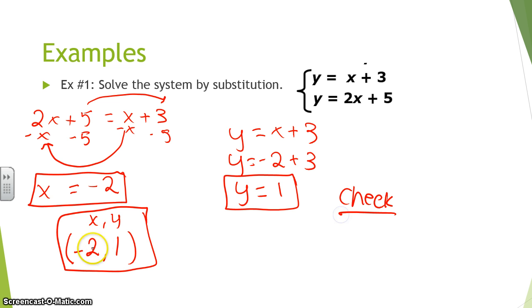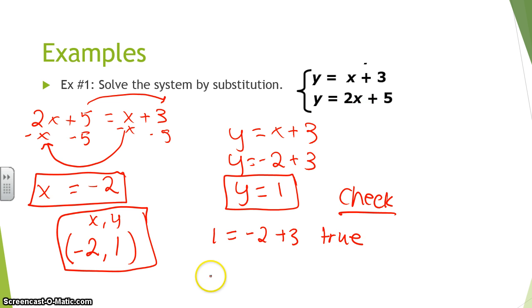By substituting negative 2 for x and 1 for y to make sure they are true statements. So I can look at my first one and we can have y, so it's 1 equals my x, negative 2 plus 3. Does negative 2 plus 3 give me 1? Yes, that is true. That works.